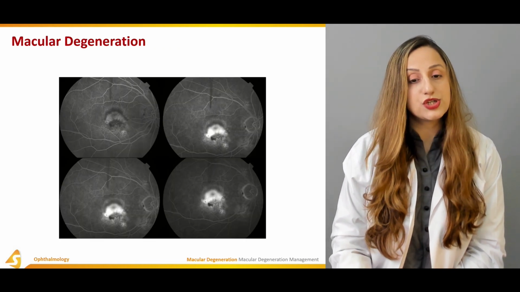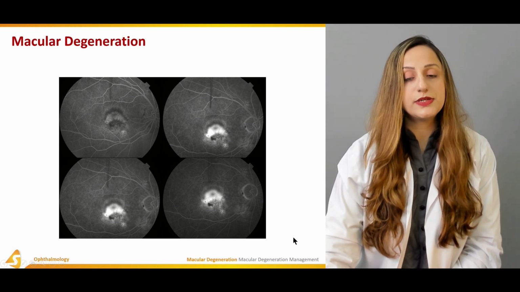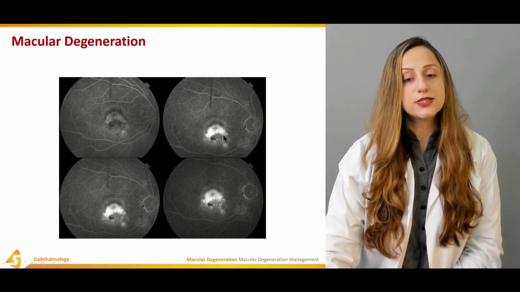So the macular degeneration, you can see over here, these are some of the angiographies that are being performed. And over here, you can see the macula. This is the optic disc. This is the fovea centralis over here. And over here, you can see some of the exudative changes.